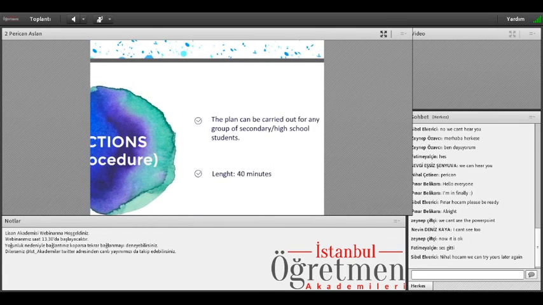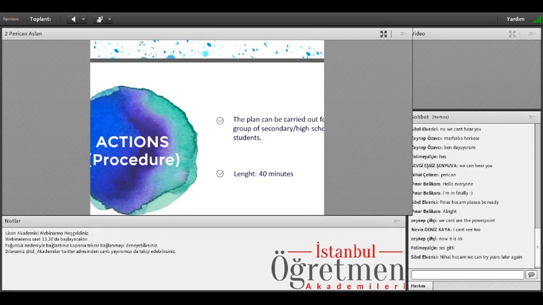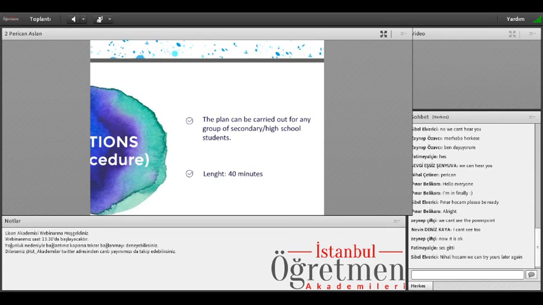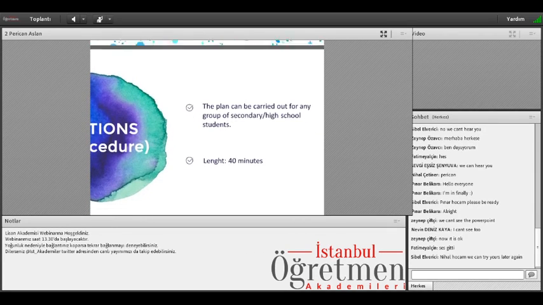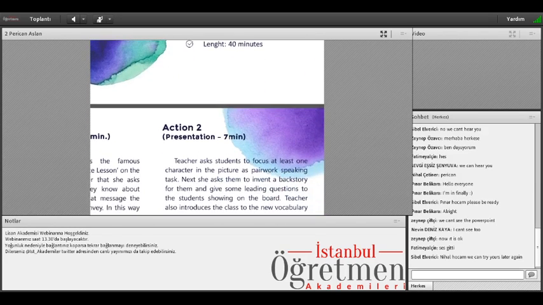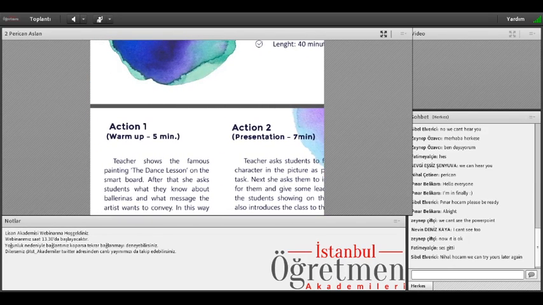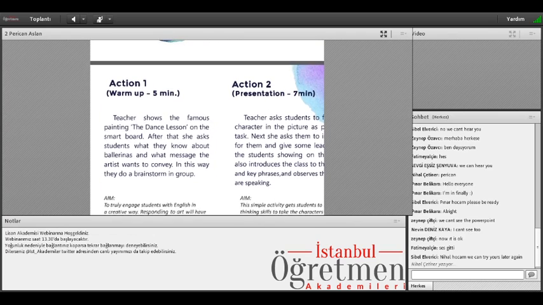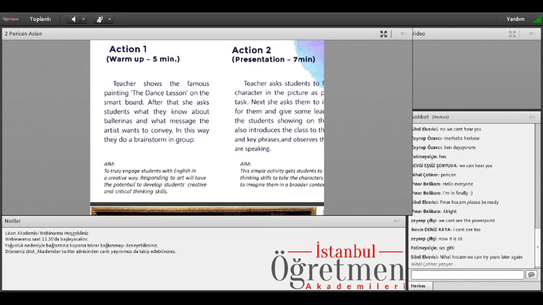Yes. And now actions. And actions, what and why to do, how and when to do. Action 1. In this part, teacher shows the famous painting, The Dance Lesson, on the smart board.